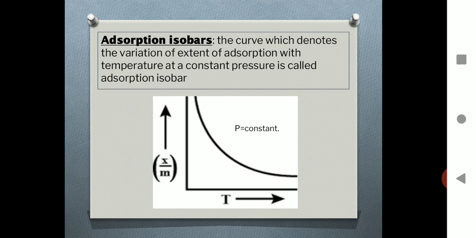Now, adsorption isobars are the relationships or the curves that we obtain when we try to express or show the variation of the extent of adsorption with respect to temperature at a constant pressure. For different types of adsorption, we obtain different types of graphs.